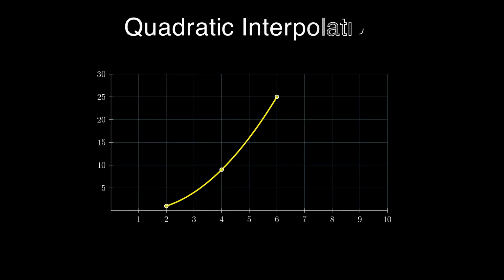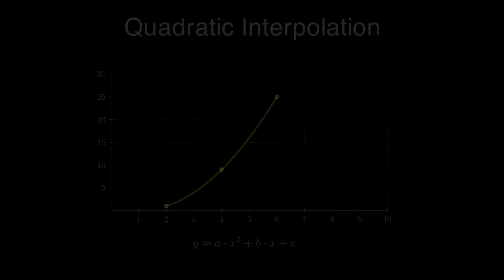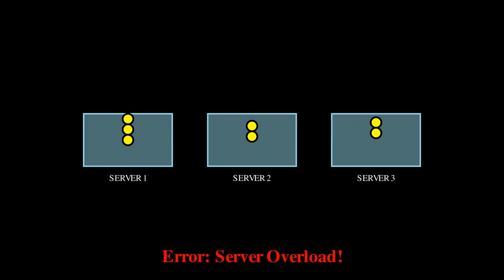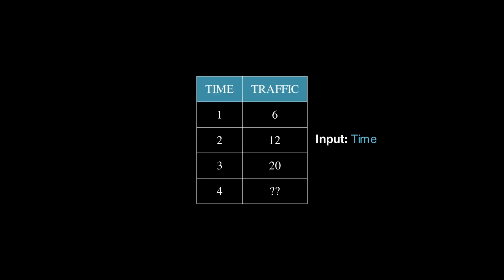In this video, we took a deep dive into quadratic interpolation, a method used to fit a curve through data points using the equation y equals ax squared plus bx plus c, where a, b, and c are constants. We started by understanding the quadratic equation and how it differs from linear equations, producing curves instead of straight lines. To bring this concept to life, we explored a real-world example of website traffic prediction, modeling the relationship between time and traffic using a quadratic equation.